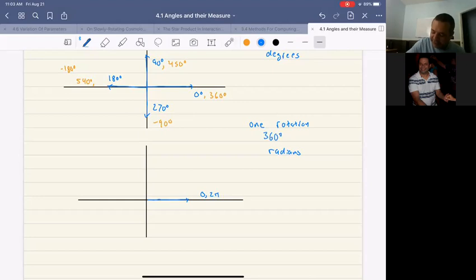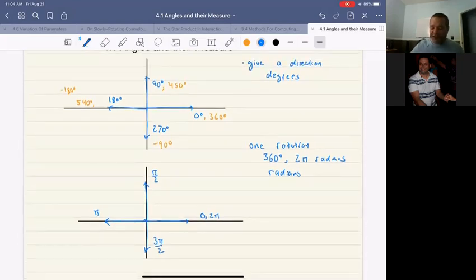So 360 degrees or 2 pi radians. That's one full rotation. Now, 1/4, which is up here, of 2 pi is pi over 2. 1/2 of 2 pi is just pi. And then this one is just going to be 3 pi over 2. So these are the radian measures.